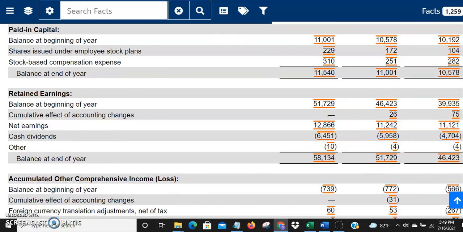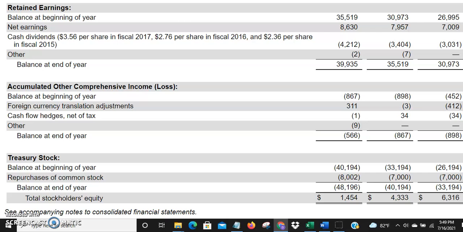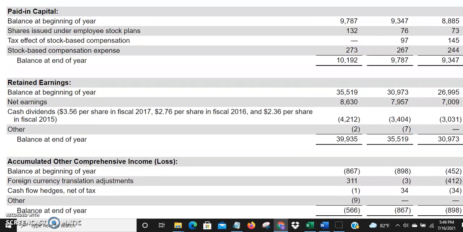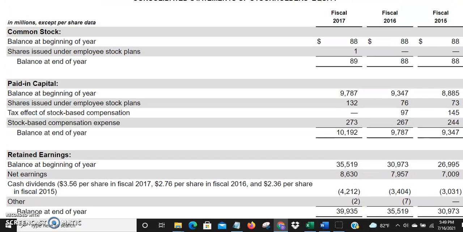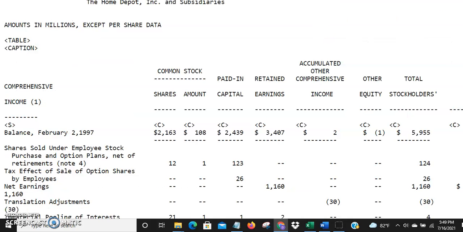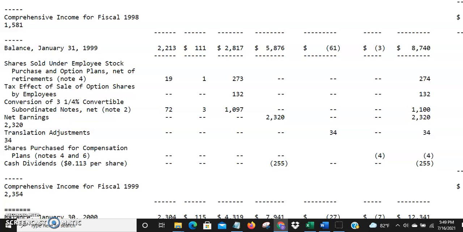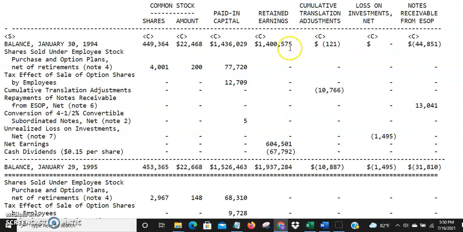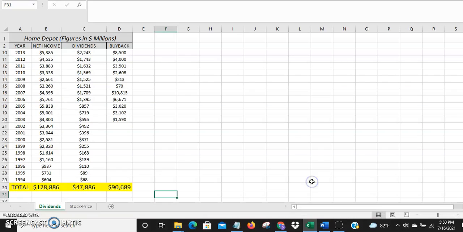So I literally went around and analyzed each year's stockholders' equity from 2020 till the year 1994 here. This is 1994. For almost 26 years, I analyzed that, and I brought all those amounts here.